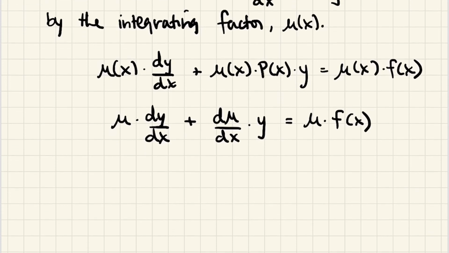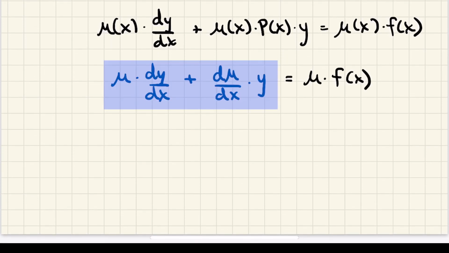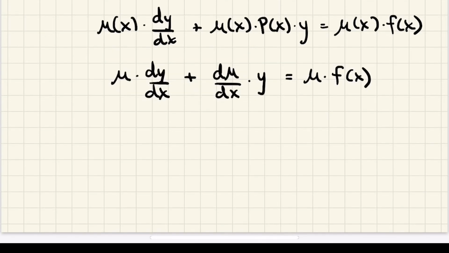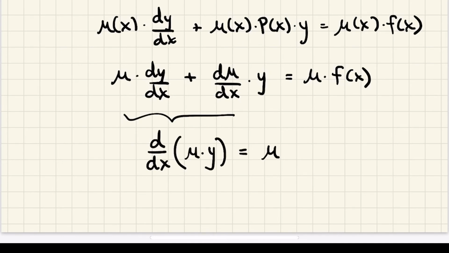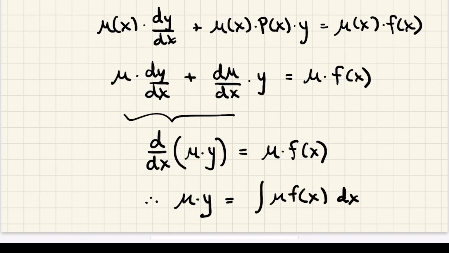Aha, and look at this. That is the derivative of mu times y. That is exactly the form of the product rule here. So the left-hand side becomes the derivative of mu times y. Okay, well then we can integrate both sides and say that mu times y is equal to the antiderivative of mu f of x dx. And that's how we solve this differential equation, because now we can obtain our y.